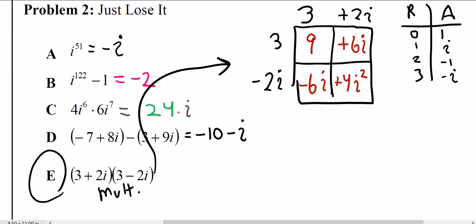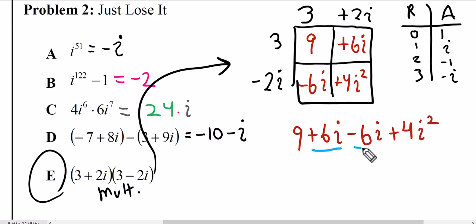Great. I'm going to write these all out. That's a 9 plus 6i minus 6i plus 4i squared. Now you know that these two combine and they cancel out. I have 6 ice creams, but I ate 6 ice creams. Ice creams are gone. Haha, but we're not done yet. It never ends.